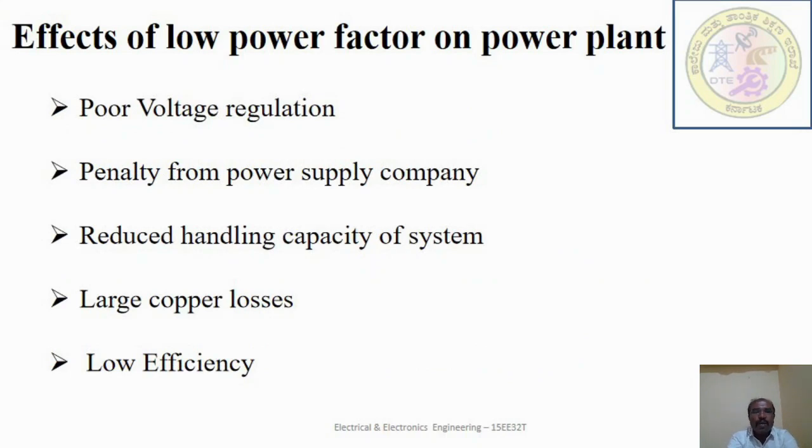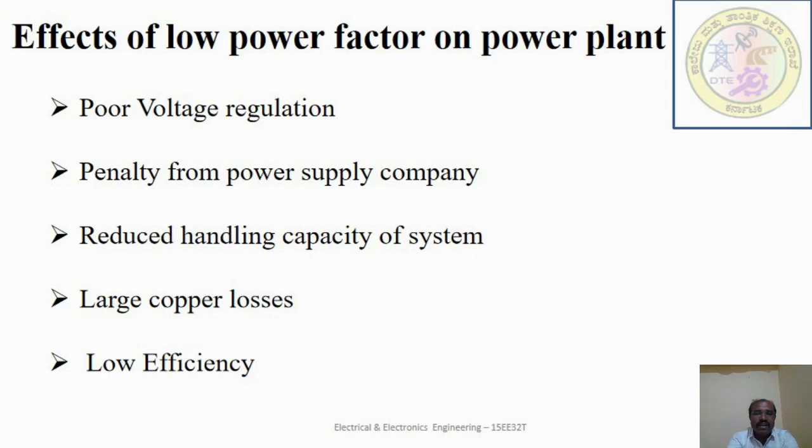Next, poor voltage regulation. As we know, the large current at the lagging power factor causes greater voltage drop in alternators, transformers, transmission lines and distributors. This results in decreased voltage available at the supply end. Thus, the performance of the utilization devices will be reduced. In order to keep the receiving end voltage within the permissible limit, extra equipment, that is voltage regulators, are required.